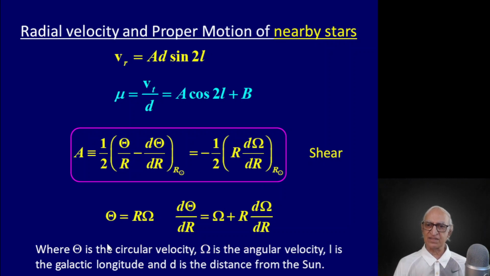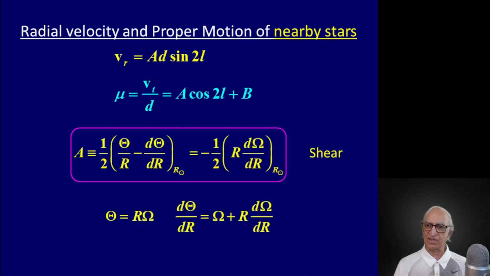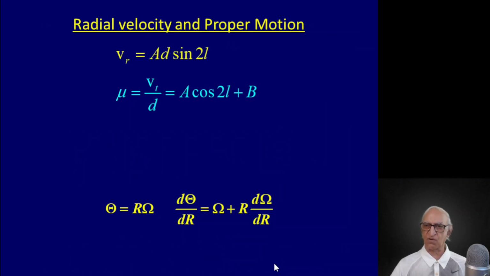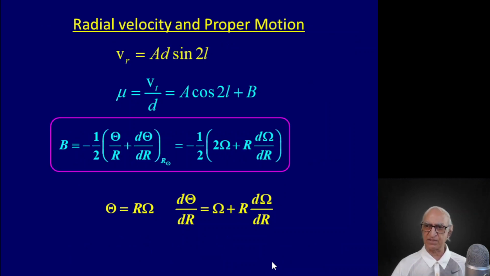To remind you once again, theta in these expressions is the circular velocity or the tangential velocity, and omega is the angular velocity. Now let us write the expression for Oort's constant B, which is needed to define the transverse velocity. Remember, the velocity vector of a star can be decomposed into a component which is along our line of sight, which is the radial velocity, and a component which is perpendicular to the line of sight, which is the transverse velocity. So this is vorticity.